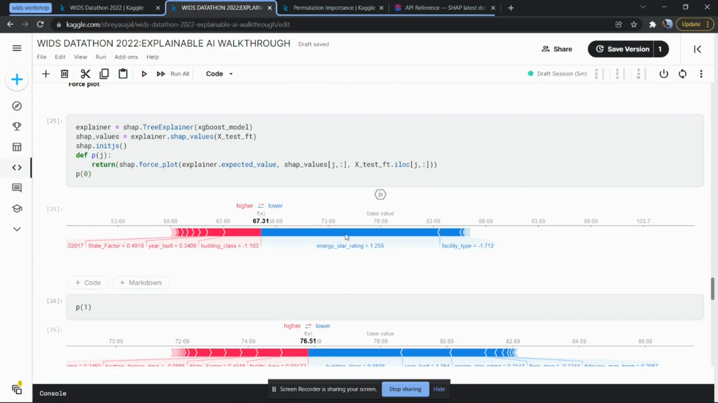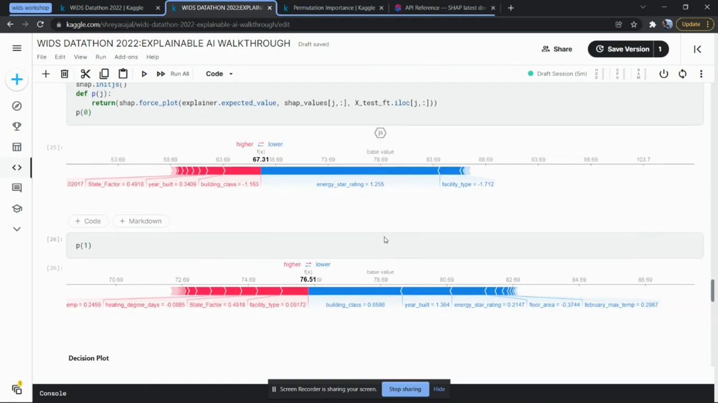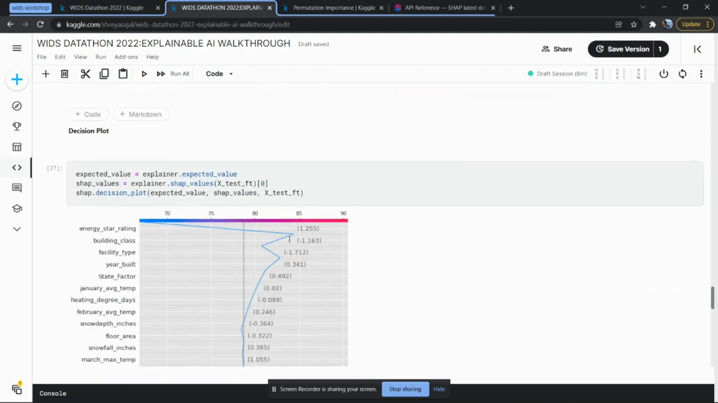After that, here this width tells the highest feature importance, and what is the value for that particular example, that is 1.255. Then we have a base value and the predicted value, and in which direction the feature is pushing the final prediction. Either it has a positive impact on the final prediction, or it has a negative impact, and in what quantity is specified by the width. So blue means negative, and red means positive, and similarly for another observation also.